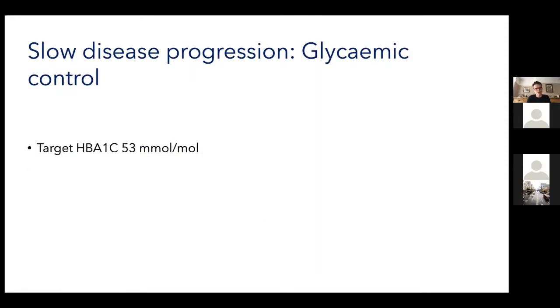Okay, so you want to slow disease progression, just to emphasize that point. Good glycemic control is key, and you're targeting a HbA1c less than 53.